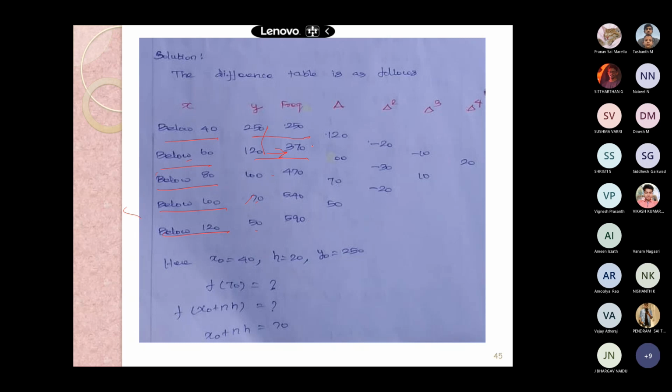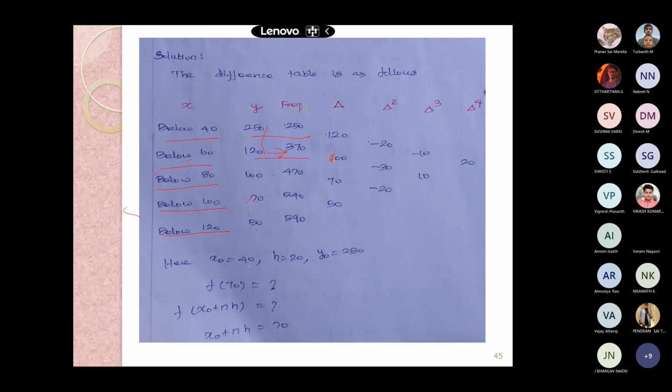And the first difference, 120 here, 470 minus 370 is 100, and 540 minus 470 is 70, and 590 minus 540 is 50, and 100 minus 120 is minus 20, and here minus 30 and minus 20, and so on, giving 10, minus 30 plus 10, and 10 minus minus 10 is 20.